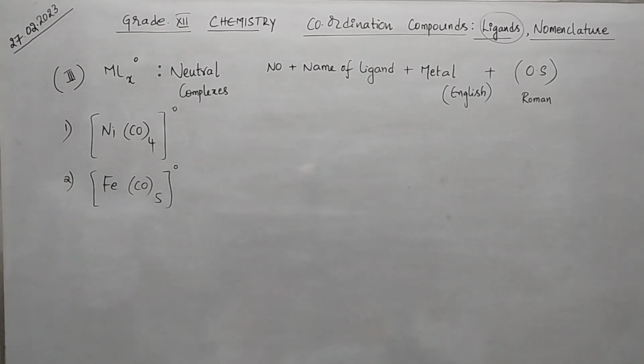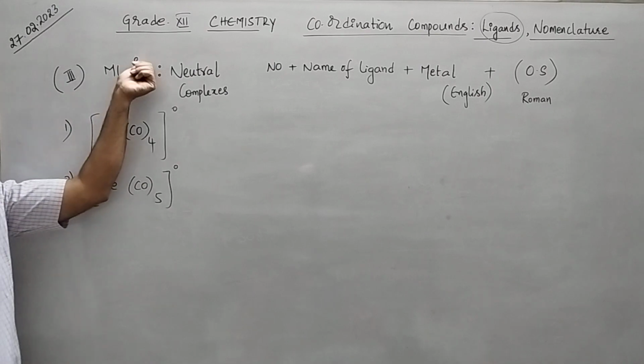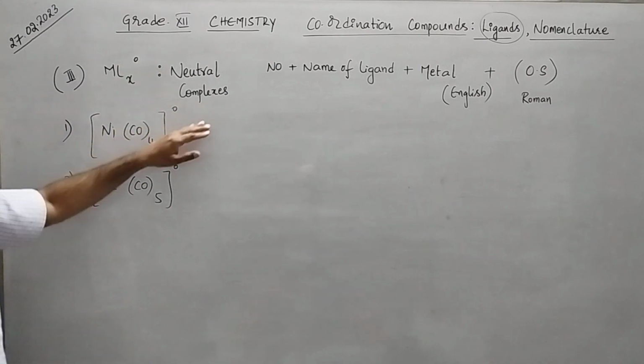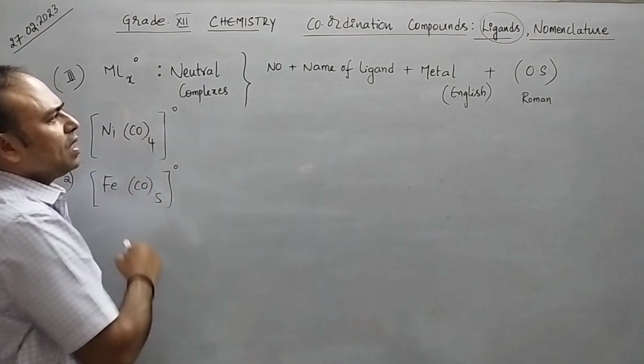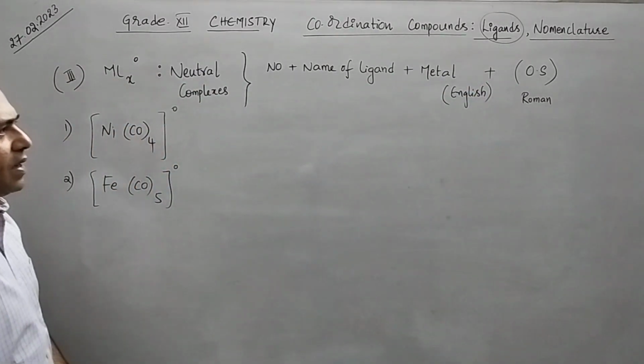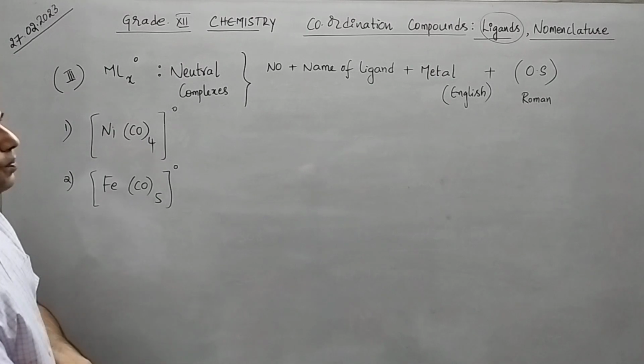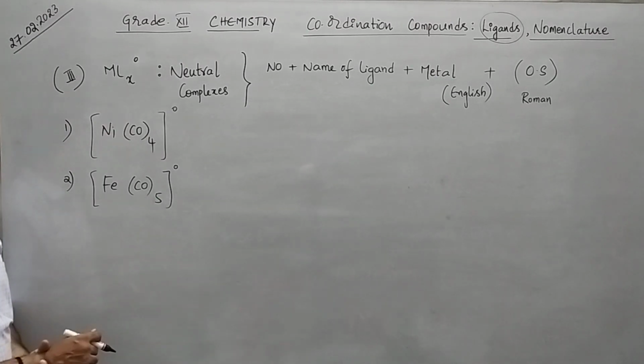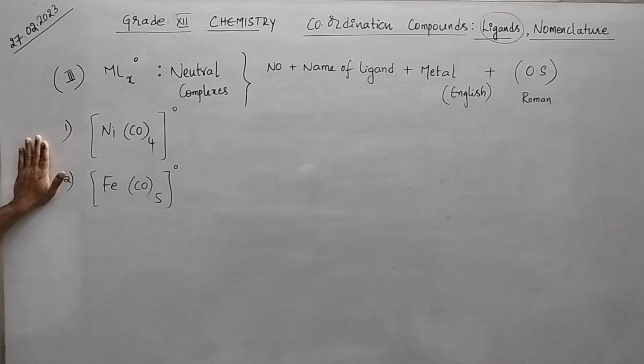Now the last one, that is third type, ML X to the power 0, that is neutral complexes. Now here the formula is number plus name of ligand, metal in English, plus oxidation state in bracket. So we have to represent a Roman number. No ion should be written because it is neutral complex. So everything we know. Now let us take two examples, we can understand this.